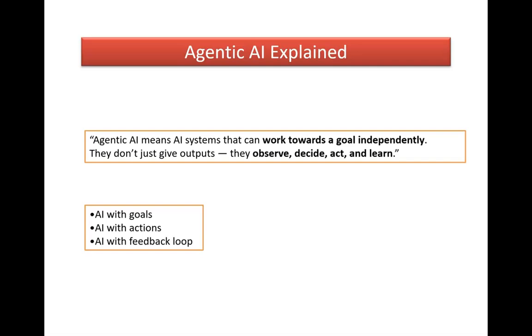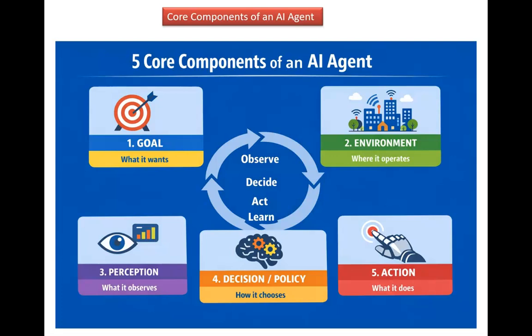Before which, Agentic AI means an AI system that can work towards an independent goal. They don't just give us outputs, they observe, decide, act, and learn. Merely saying, AI with goals, actions, and feedback loops are agentic AI agents.